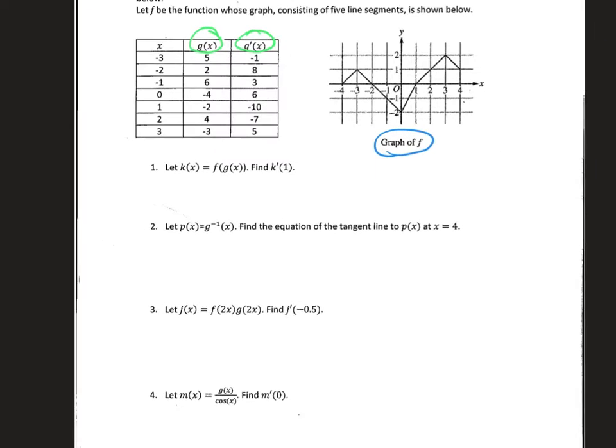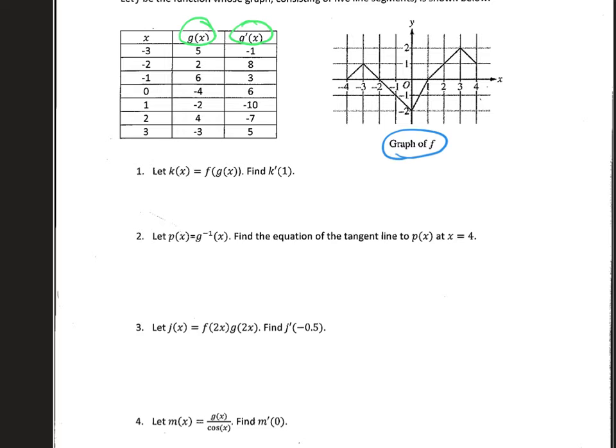So problem number 1 says, we have k of x is f of g of x, and we want to find k prime of 1. So the first thing we have to do is find k prime of x. This is a composition of functions, so it's the chain rule. So the derivative of that would be f prime of g of x times g prime of x. That's what the chain rule says.